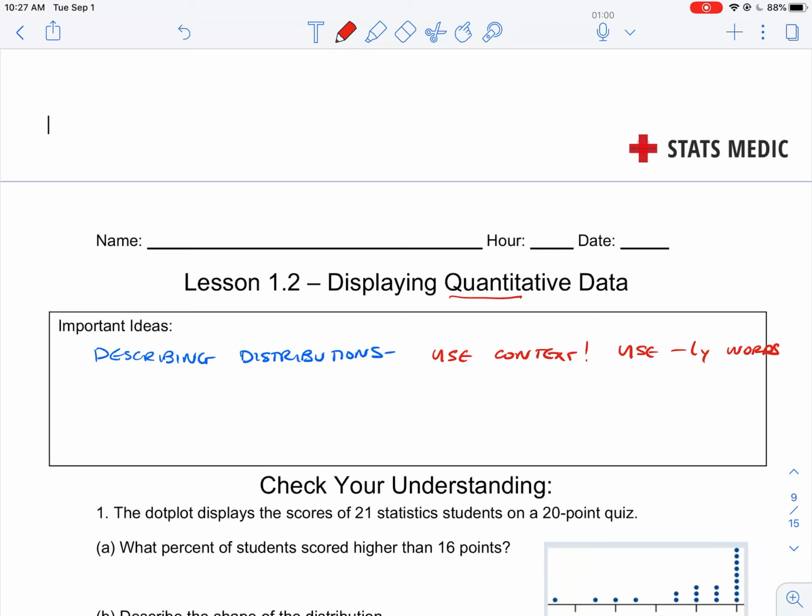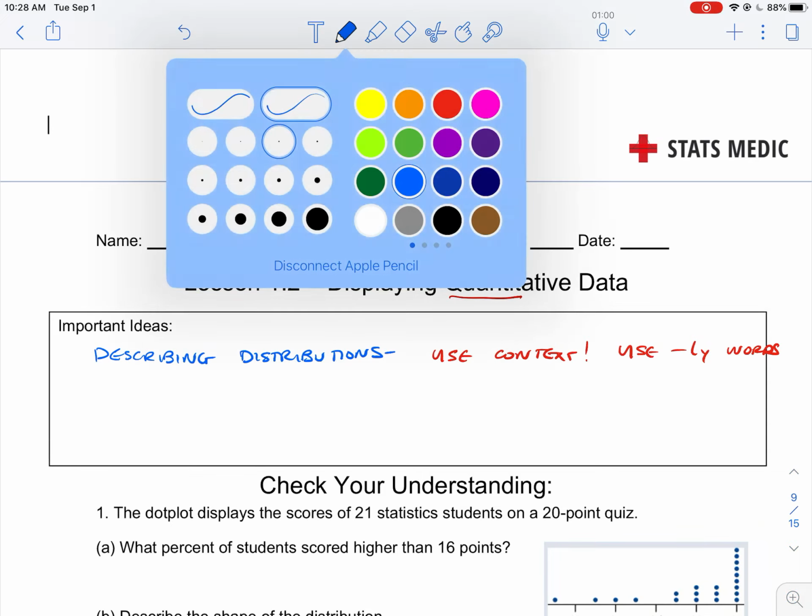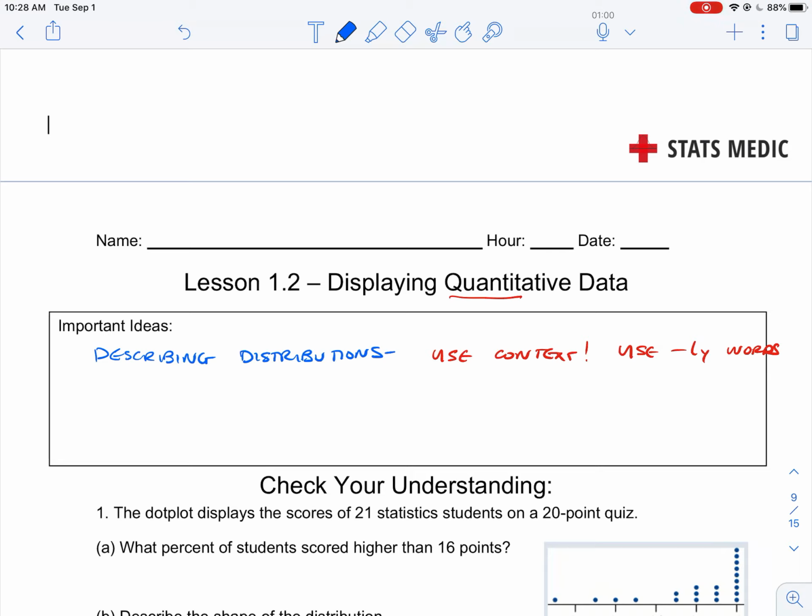Extremely, very, somewhat, descriptive words. And I say LY words because we need them to describe that distribution. And so a lot of them end in LY. So what's the framework? What is the general outline of what we're going to be looking for when we describe these distributions? So the first thing we want you to talk about is the shape of the distribution.